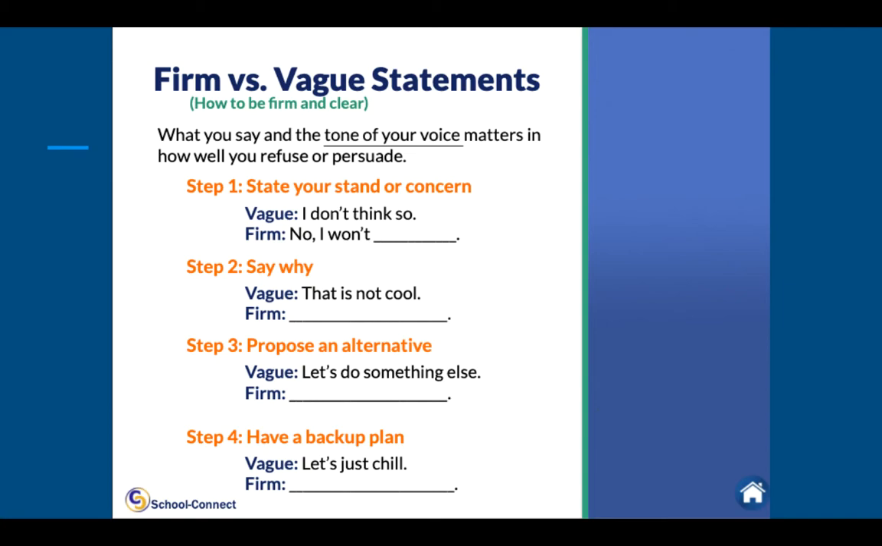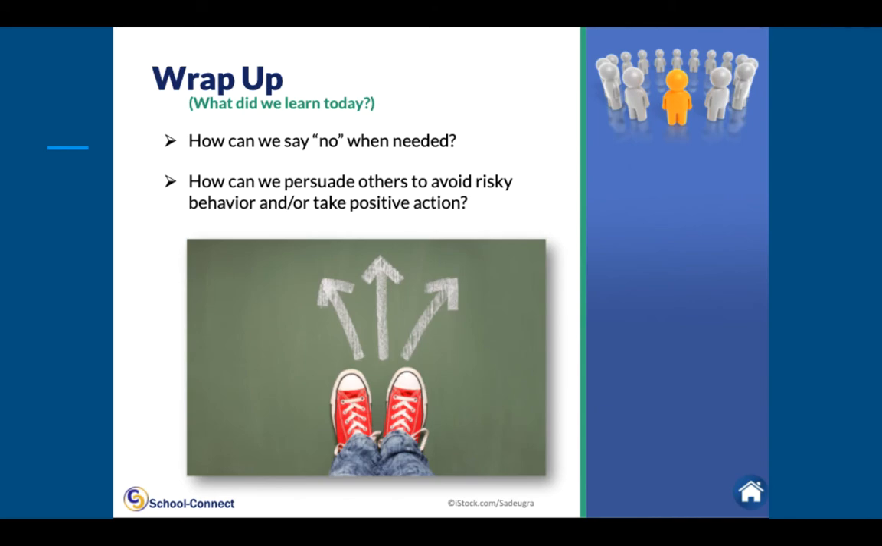So rather than saying, "Oh, I don't think so," say, "No, I don't want to go out and drink." Instead of saying, "Oh well, no, I think it's a bad idea," say, "No, it's a bad idea." So there's some vague examples, and then you can come up with your own firm examples on how you can use that. So, conclusion: what we learned today is how can we say no when needed, and how can we persuade others to avoid risky behavior and or take positive action.